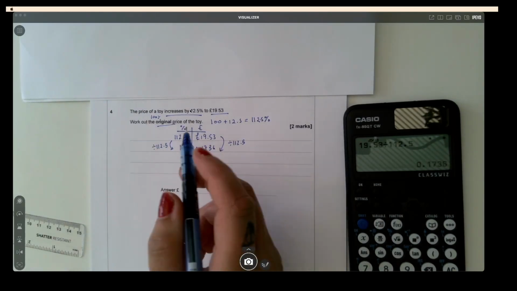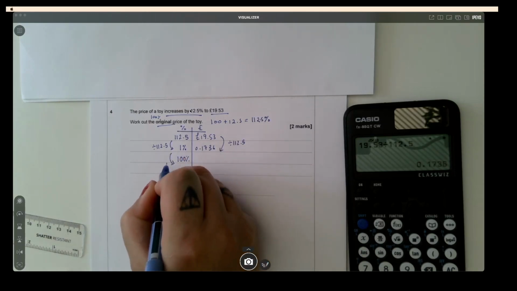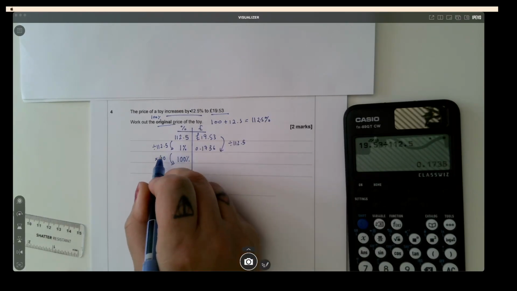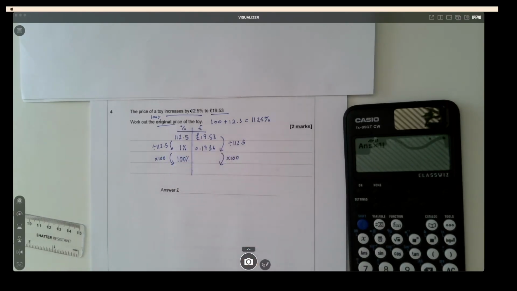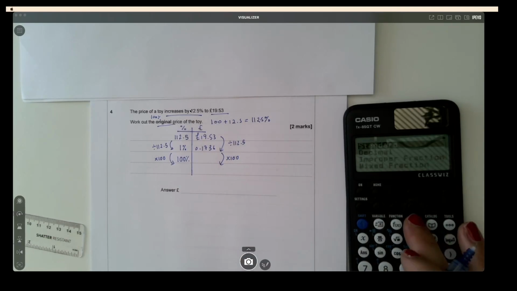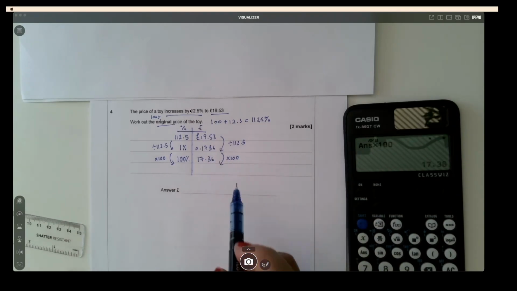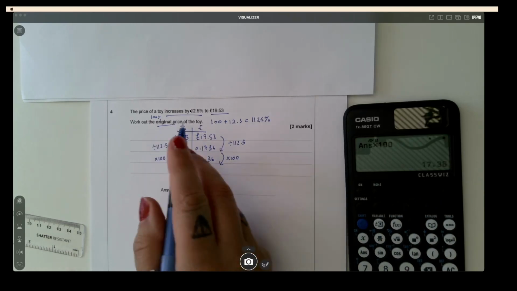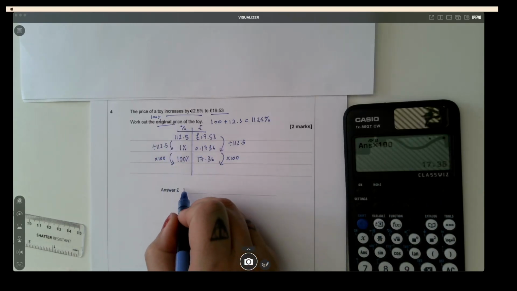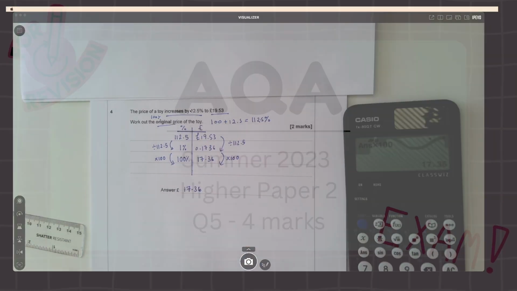I'm aiming for the original, I'm aiming for 100%. So to go to 100%, I would then multiply the 1% by 100. So then let's do the same on the other side. Multiply by 100. That gives me 17.36. We're dealing with money, so we need it to be in 2 decimal places, so it's worth double checking that at this point. So the original price of the toy before the increase was £17.36.